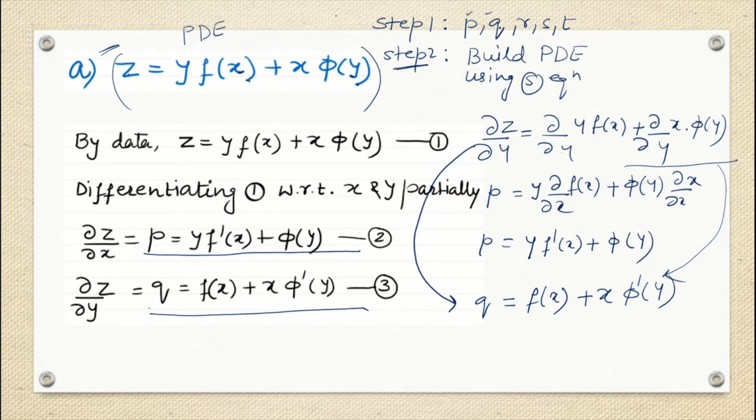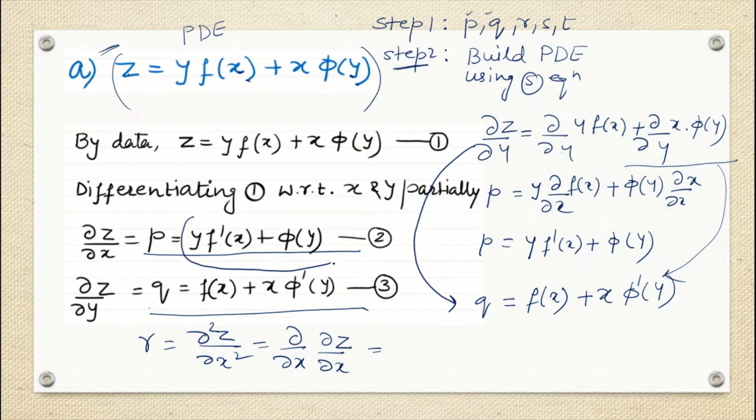I have to find R. That means what I am talking about. So if I am saying that I have to find R, that means I have to find del 2z by del x square. Correct? So del 2z by del x square is what? Del by del x of z. Fine. So we know what my del by del x of z is. Del by del x of z is only p. So this much only. Correct. So what I am going to find is actually del by del x of p.